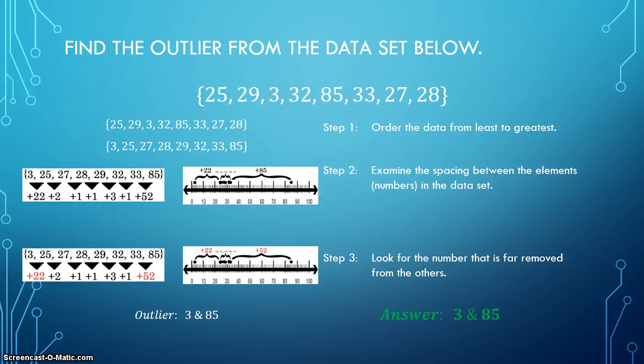Alright, so our answer, again, is 3 and 85. Right, that's all there is to it. Order, examine the spacing between the numbers, pick the one that's farthest away, and you have an outlier. Now, not all sets have outliers, just to let you know, but some do. And this is an example where we had 2.